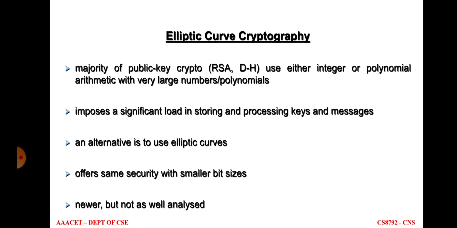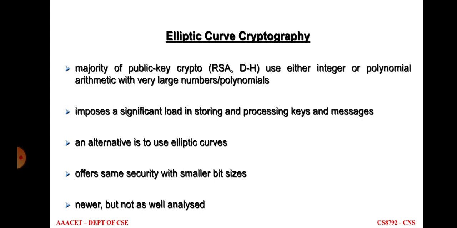The next concept is elliptic curve cryptography, which is otherwise called ECC. In the examination, they may ask what is ECC? It is nothing but elliptic curve cryptography. The majority of public key cryptography systems use the RSA or Diffie-Hellman key exchange algorithm. RSA and Diffie-Hellman are based on the concept of a public key crypto system, because they use one key for encryption and another key for decryption. That concept is known as public key crypto system.